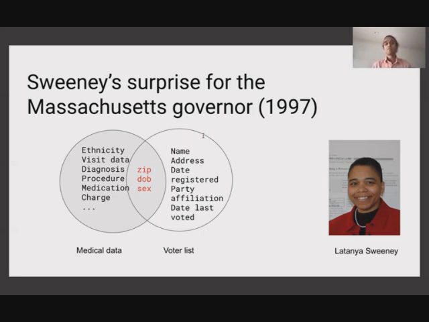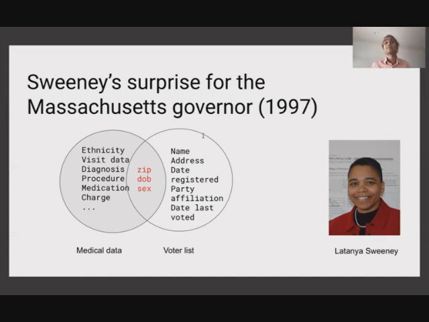You can just look up their name and their address and all that, and you can find somebody. And then you say, okay, what's this person's zip code, date of birth, and sex? Now go to the medical data and see if there's anybody who has the exact same zip code, date of birth, and sex. And what she found was there was exactly one person in the medical data set who had that exact combination of information. And of course, that was the governor. And so by doing this, she exposed all of the governor's private medical records through this anonymized data set that was actually not anonymous.